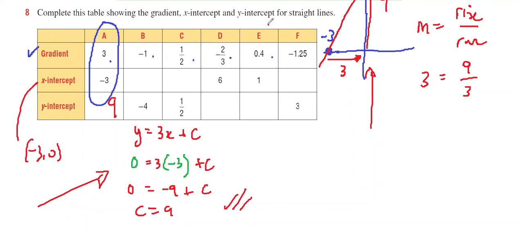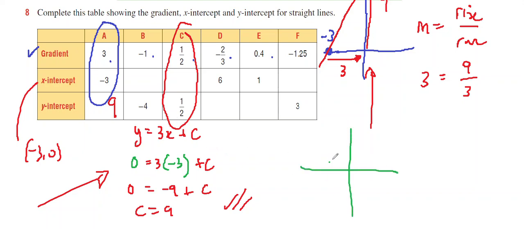What does that look like in question part E? I won't choose E because I know what the x-intercept is. I'll choose C because that will give me the y-intercept. Using the graphical method, I know that my y-intercept is at 1/2, and I know that my gradient is 1/2. So if I was to draw a gradient triangle, I need to go over 1 and up 1/2 to give me a gradient of 1/2.